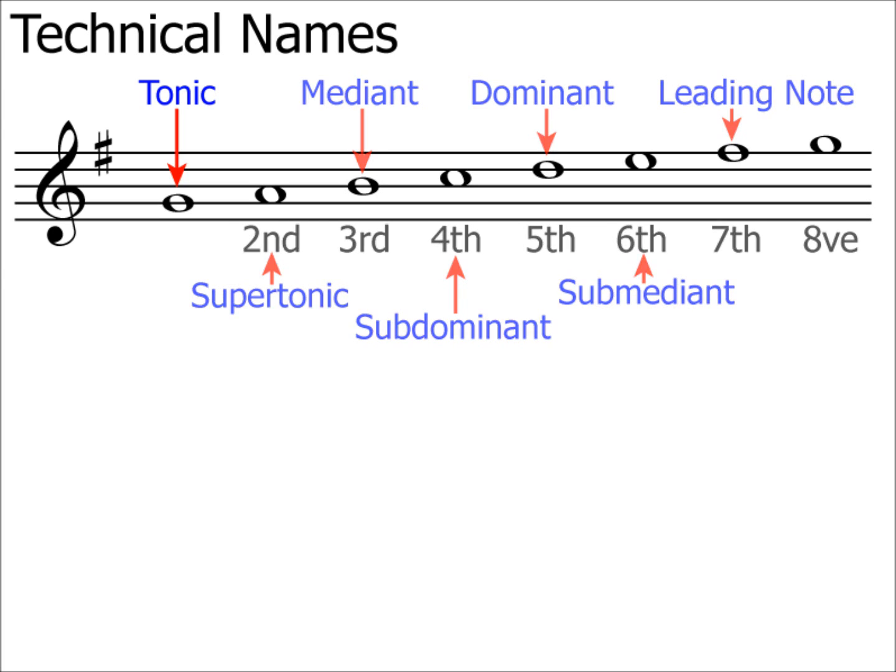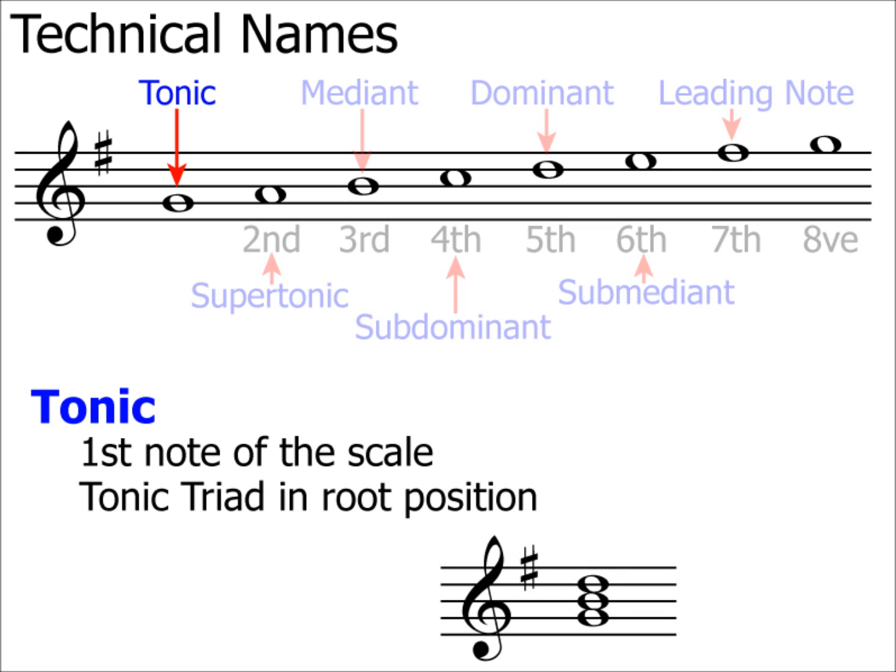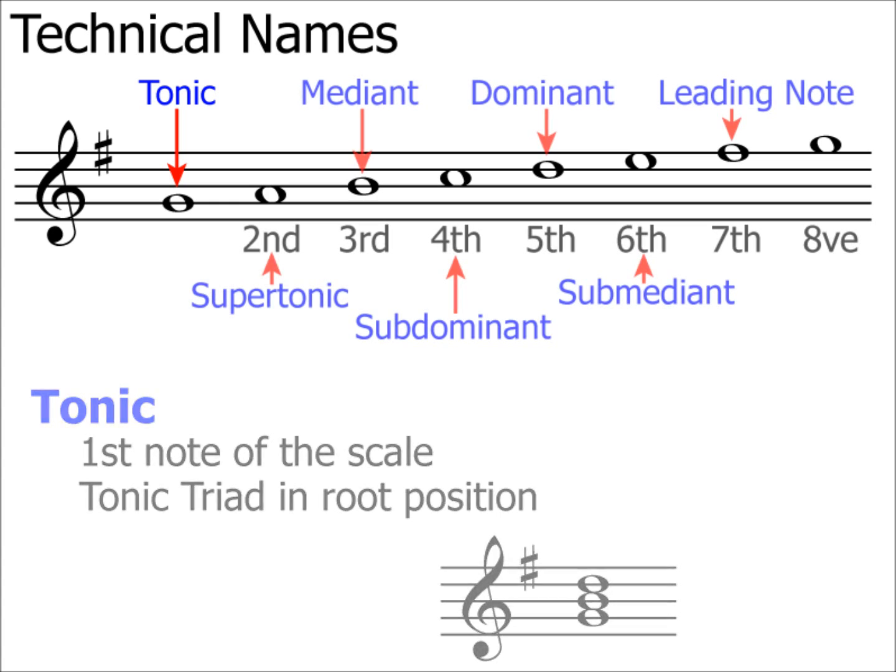The first note of any major or minor scale is called the tonic. This may not come as a surprise to those of you studying music theory exams, as at an early grade you're asked to create the tonic triad in root position. It means a triad, 3 notes, based on the first note of the scale. You may also have heard the first note referred to as the key note. This is also correct, but it's not its technical name. Tonic is the correct name to use.